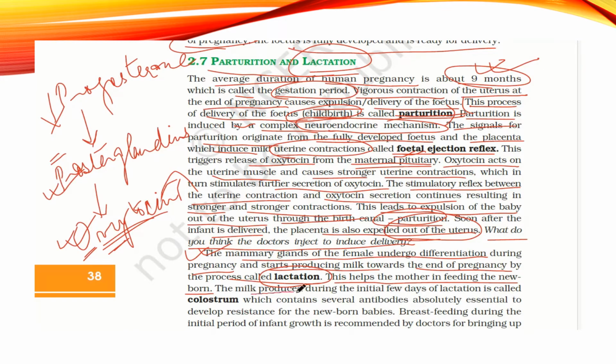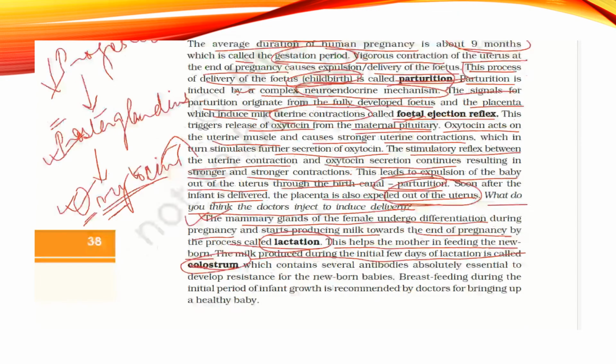And the milk produced during the initial few days of lactation is called the colostrum. It is a thick yellowish colored milk, and this milk is very healthy for the development of the newborn. It contains several antibodies absolutely essential to develop resistance for the newborn babies, and breastfeeding during the initial period for infant growth is recommended by the doctors for bringing up a healthy baby.